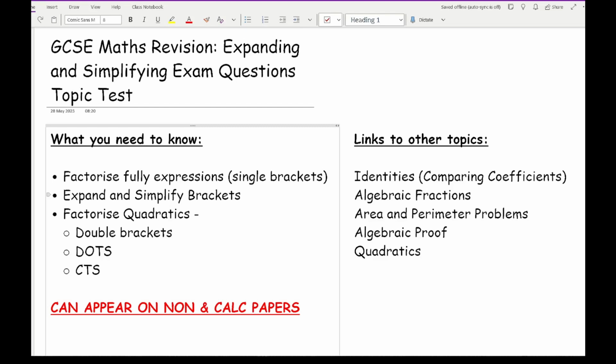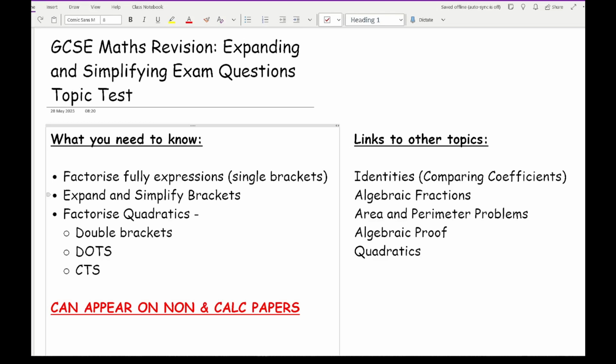Now in terms of what you need to know, the basics. Obviously it's quite self-explanatory, this topic. It's actually quite a nice topic to start your revision on, particularly to get to grips with algebra. Now, you need to be able to factorize expressions fully, and that's basically into single brackets. Although sometimes this can get merged in with quadratics because you see squares, etc., it's really important that you factorize not only the algebraic term, but also the numerical terms as well.